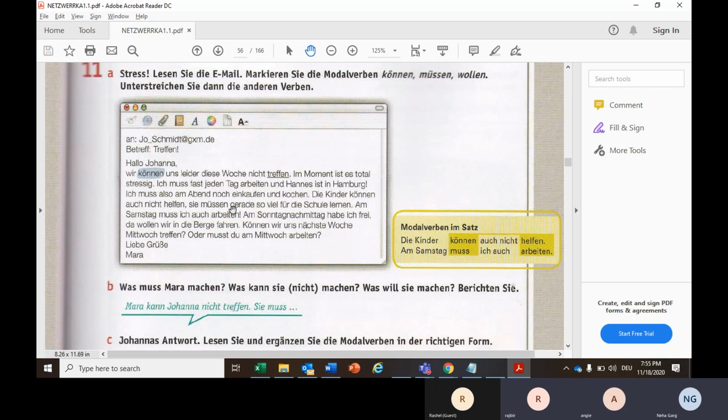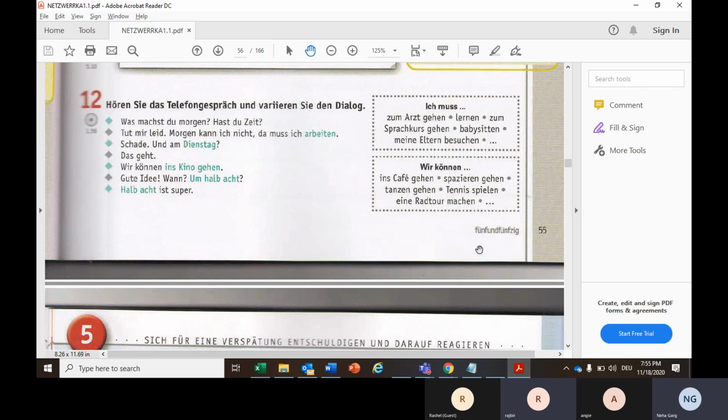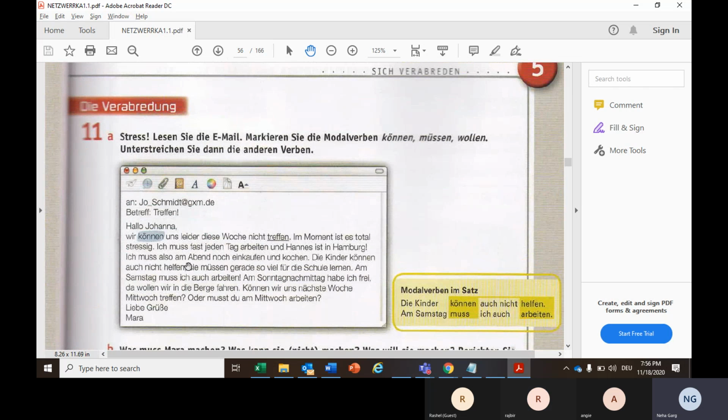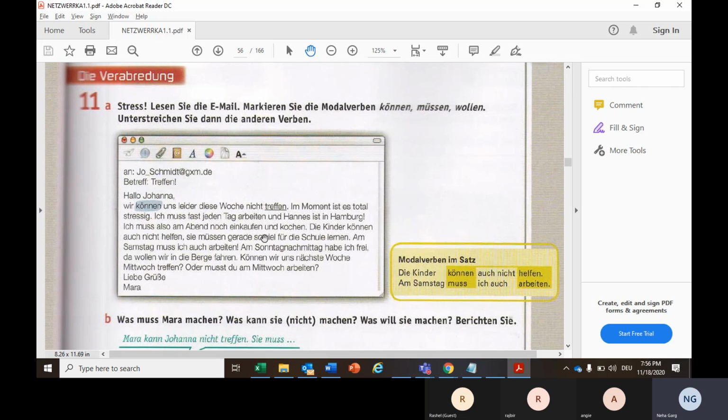Since it's the first time you are writing such long sentences, you can just use this particular email, Seite Nummer 55, Aufgabe 11a. This email you can use as a reference, and then you can describe your situation. I'm not changing the situation. Let's keep it as it is, that you have a lot of work to do and you're not able to meet your friend due to your busy schedule. So you can change the information as per your situations.